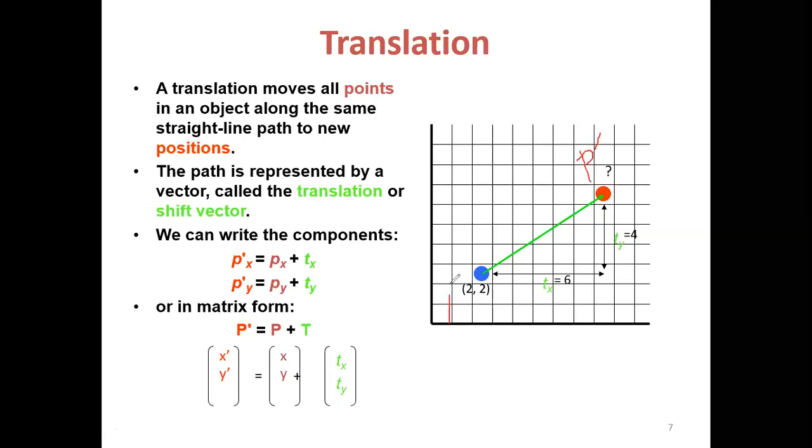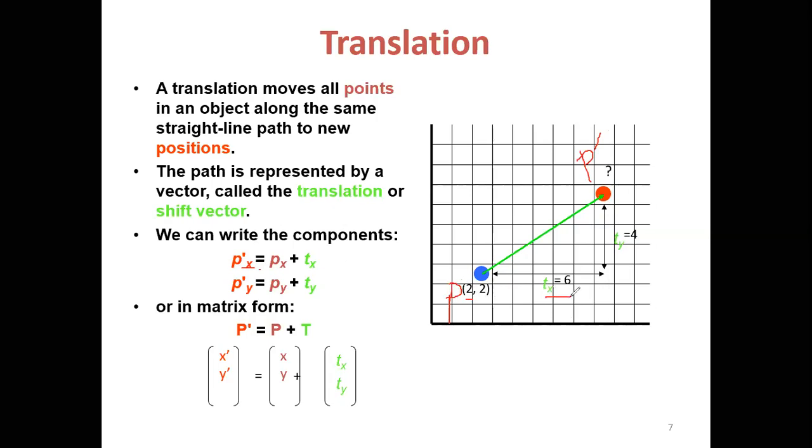And this is the P. So the P prime, the new location, will be PX, that means the old location or the old coordinate plus TX. So this is basically an intro-level geometry.